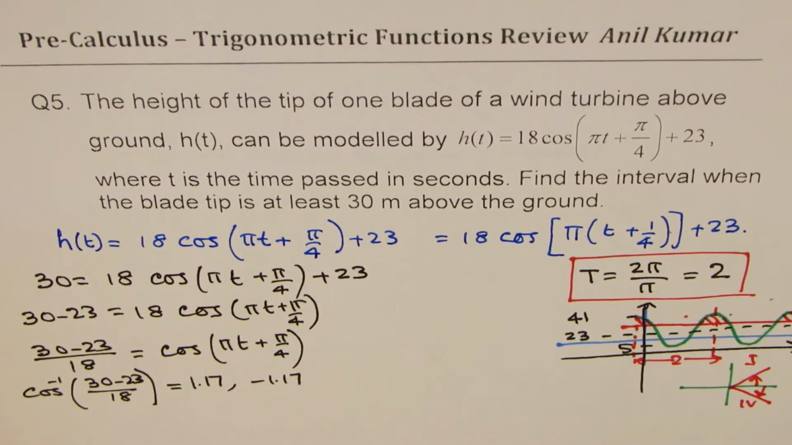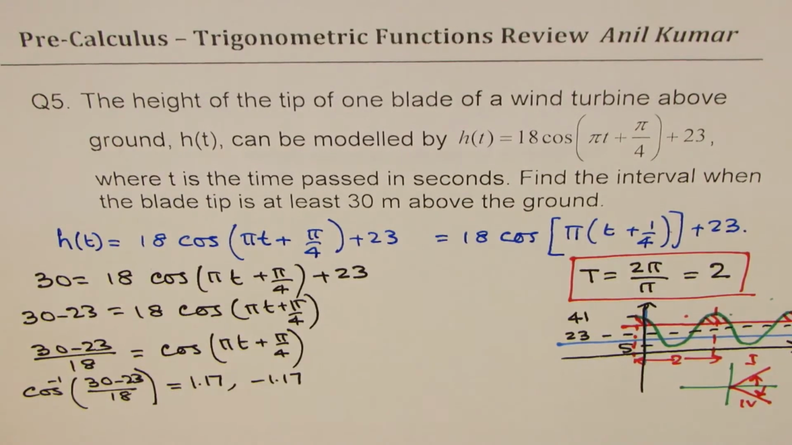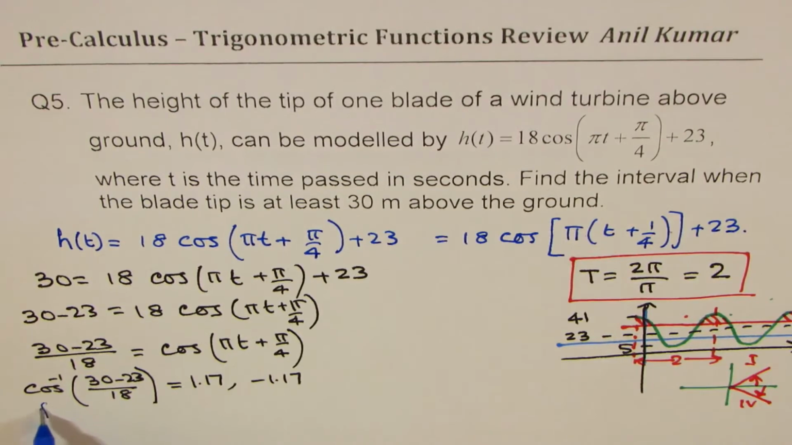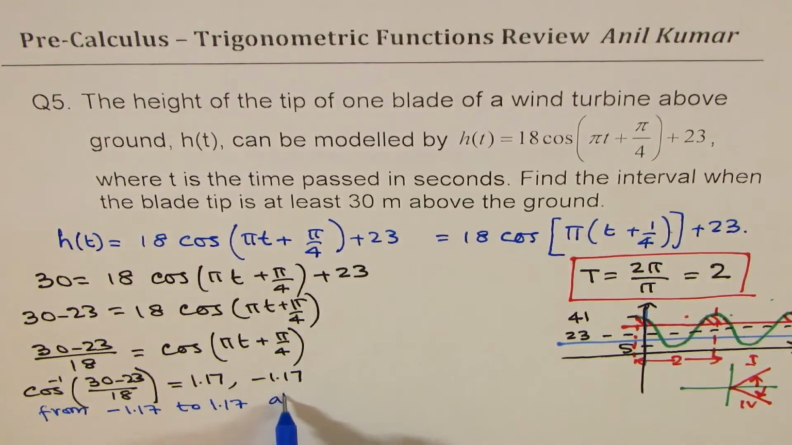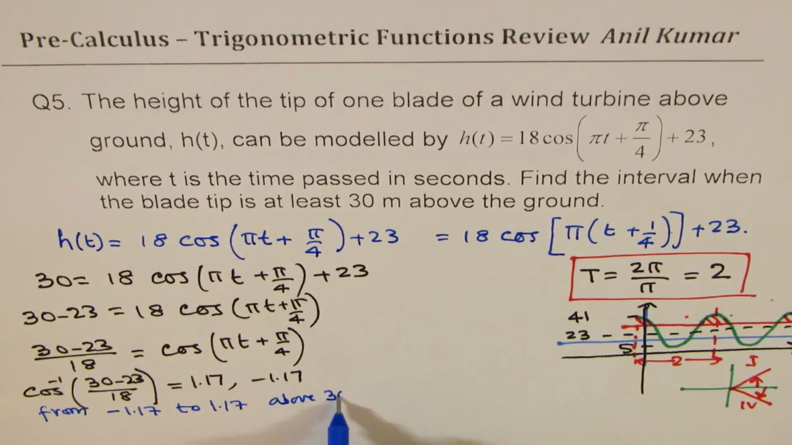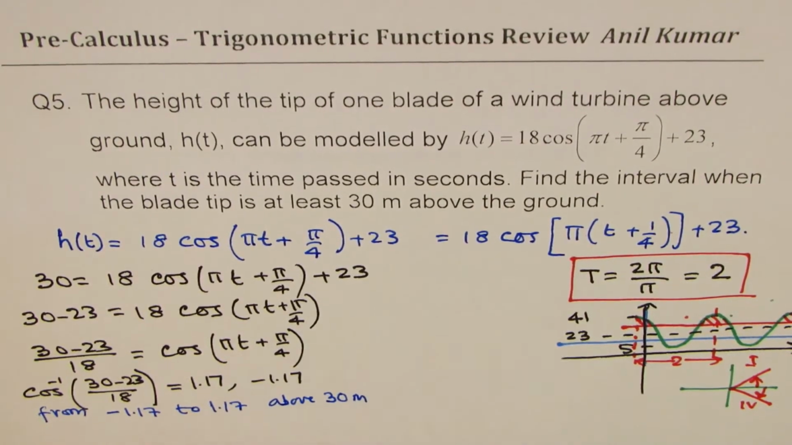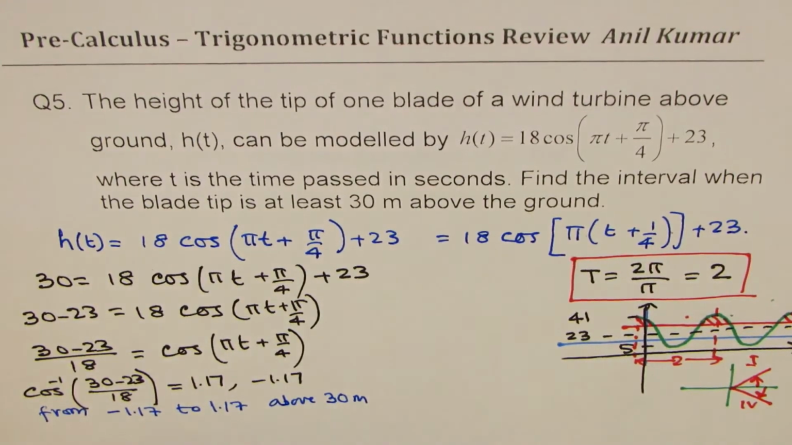Let me push this a bit on this side. So what we're trying to say here is that from minus 1.17 to 1.17, it is above 30 meters. Is that clear? Perfect. So that is what we are trying to say from here.